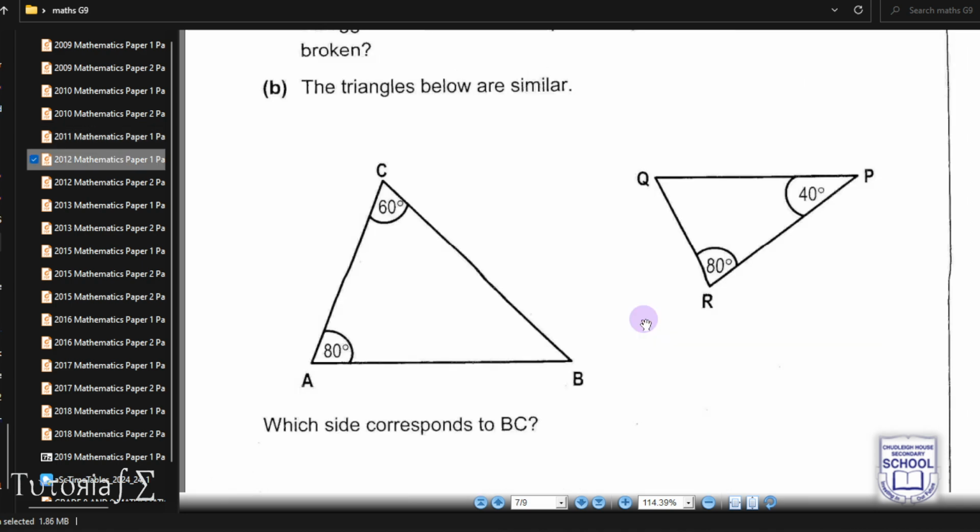All right. So here is a similarity and congruence question. You've been given two triangles that are similar. So they just want you to identify the side that corresponds to BC. So BC here. So identify that side. That is question number three. Identify which side is similar to BC.